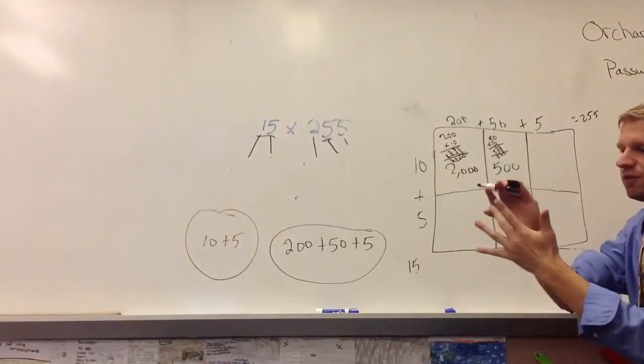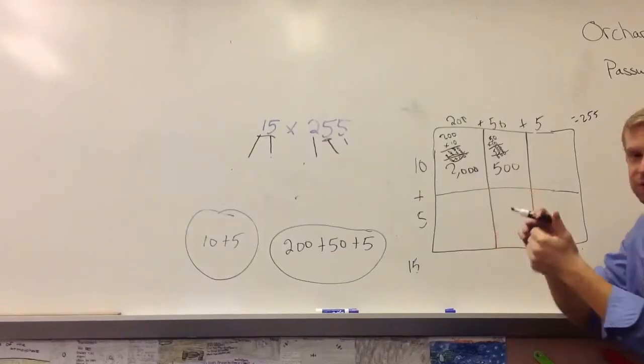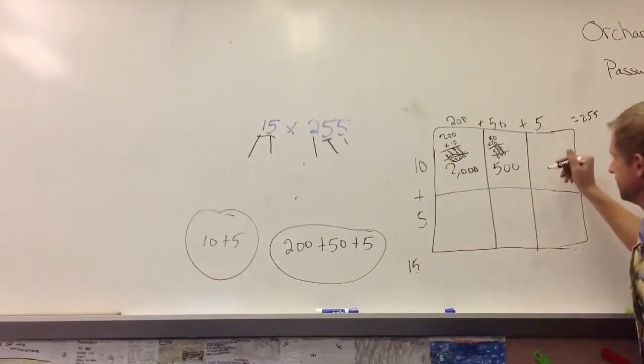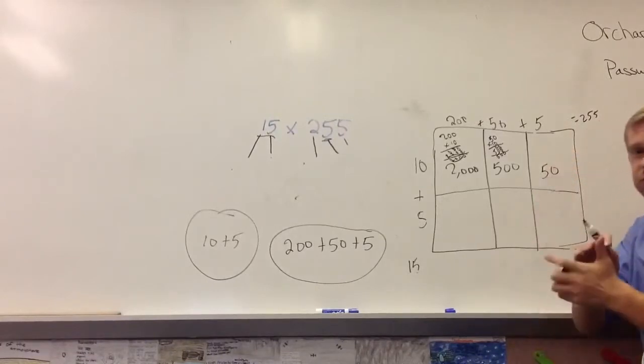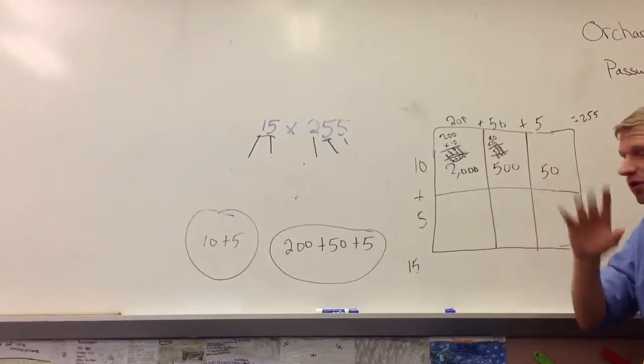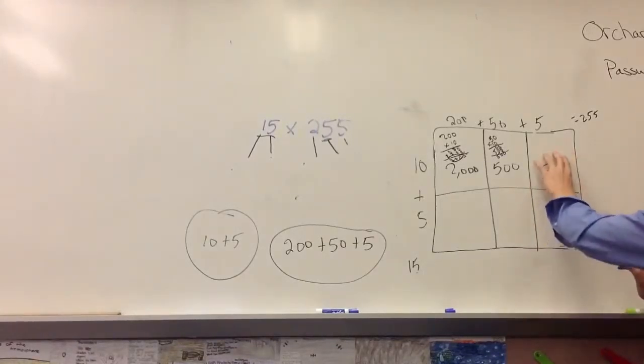Let's see, 5, 10, 15, 20. Oh, sorry, I was doing it by 5. So 10, 20, 30, 40, 50. We got 50. We could have also done 5, 10, 15, 20, 25, 30, 35, 40, 45, 50 by using that. So we got 50.